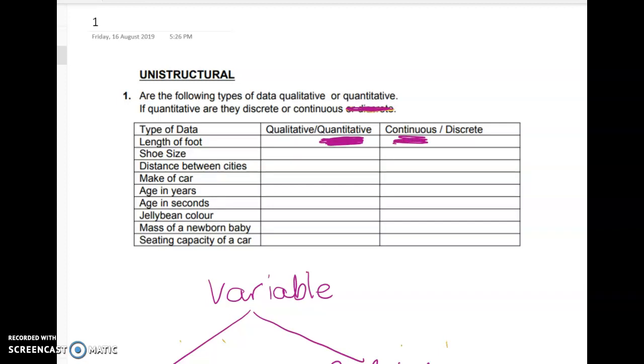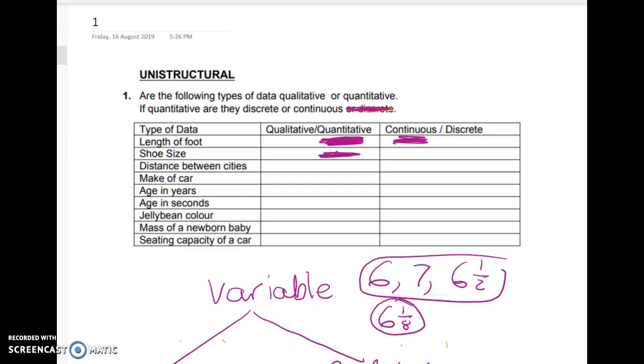Shoe size is an interesting one. The answer is a number, so it's definitely quantitative. But if you think about the answer to that, you might say that your shoe size is 6 or 7, but you might say that it's 6.5. Now, does that suddenly mean that shoe size is continuous? No, it doesn't, because it's not that if I went into a shop and measured it better, they'd say, oh, actually, your shoe size is 6 1/8. That doesn't exist. Or 6 1/32. So this one is definitely quantitative and discrete.